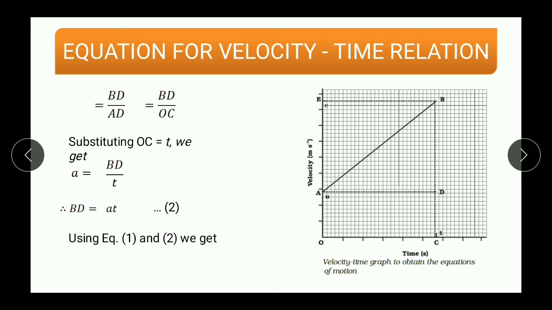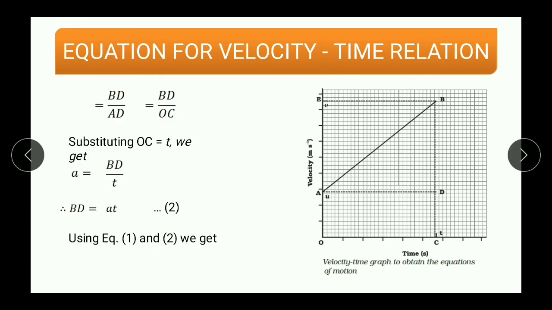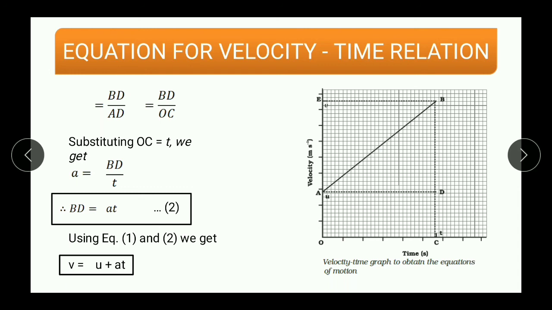Now what next? We have to use equation 1 and 2. What was equation 1? Equation 1 was over here. BD is equal to V minus U. And what was equation 2? Equation 2 is BD is equal to AT. Now if we replace BD by AT, we will get V is equal to U plus AT. So that becomes our final answer, and this is our first equation of motion. V is equal to U plus AT.